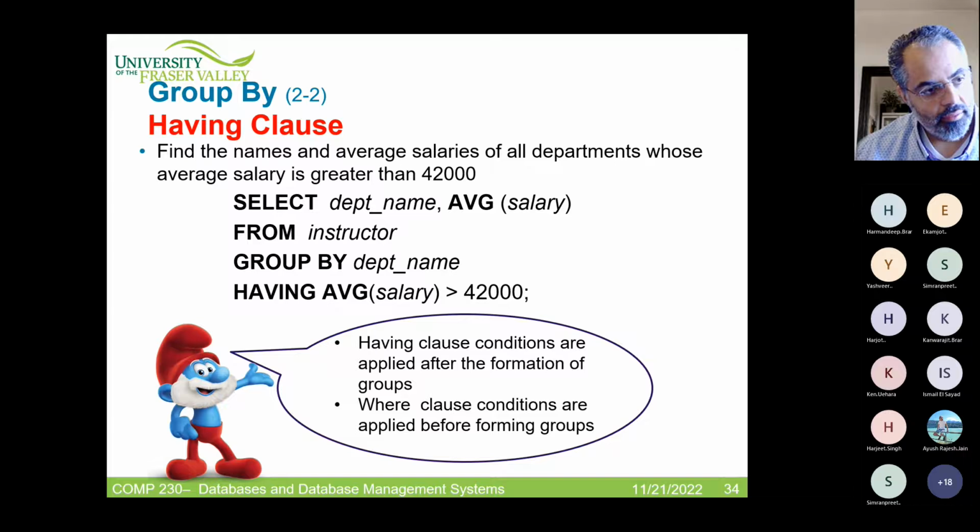So as it says, having clause conditions are applied after the formation of the groups, while where clause conditions are applied before forming groups. This is very important to understand. But why do you need to have having and not mix between having and where?